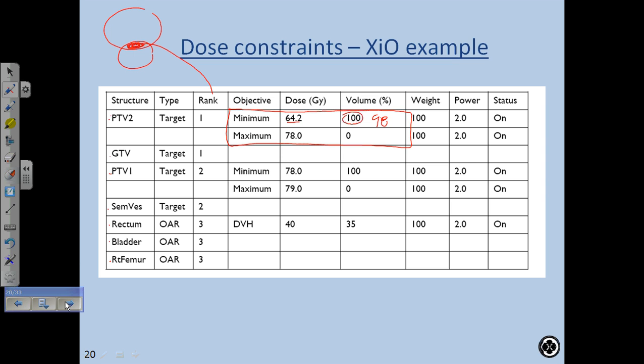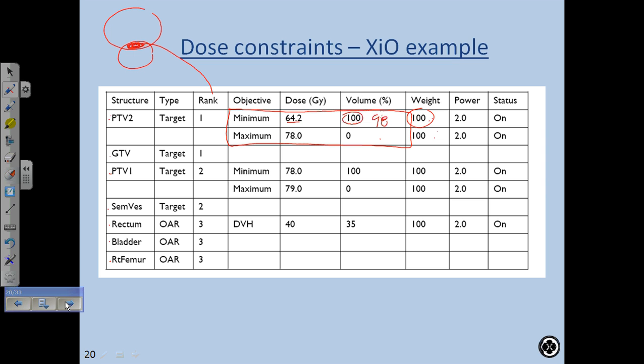Okay, weight. This is how important each of these constraints is. The optimizer needs to know how important you think this is. And this is usually a percentage. I like to think of it as a percentage. You can actually put any number between, I think it's 0 and 1,000 in there, but I always like to think of percentages. It makes more sense to me.